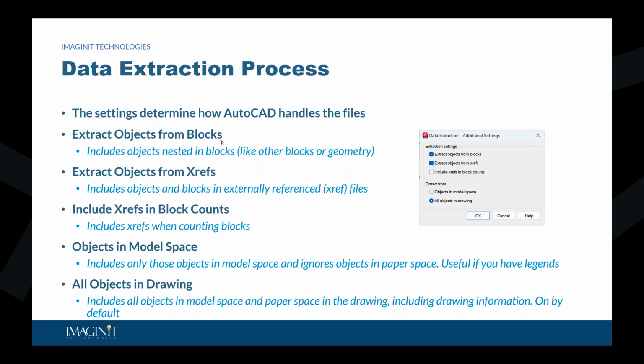Extract objects from XREFs. This would include all objects and blocks in externally referenced files. So if your file has XREFs in it and you want to count everything, including the XREFs, then you would want to make sure that that box is checked. Include XREFs in the block counts. Normally you want that unchecked, otherwise the XREF itself will count as a block.